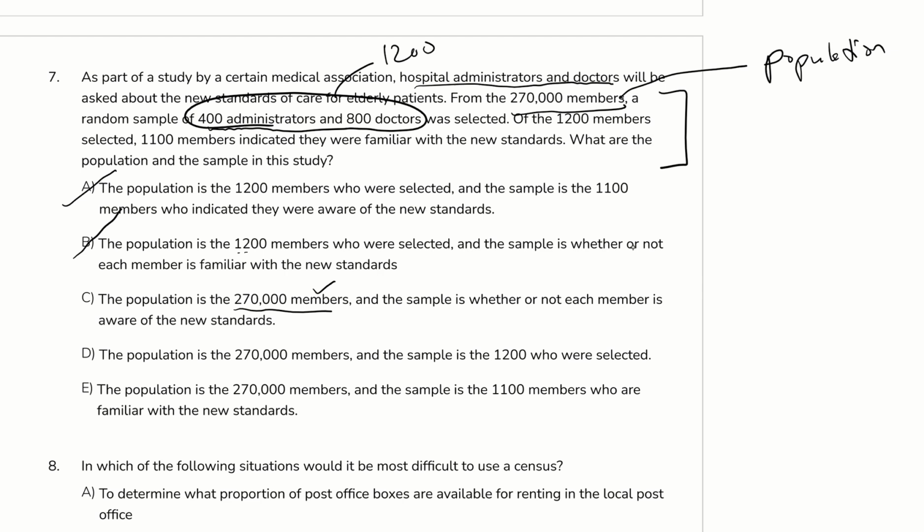The sample is whether or not each member was aware of the new standards. No. The sample are the 1,200 people who were selected, right? And then they just said that 1,100 were familiar with it. So it's 1,200. So this is not correct. Okay, population of 270,000 members, yes. The sample is the 1,200 who were selected, yes. That's what we're looking for. All right, so the answer is D.